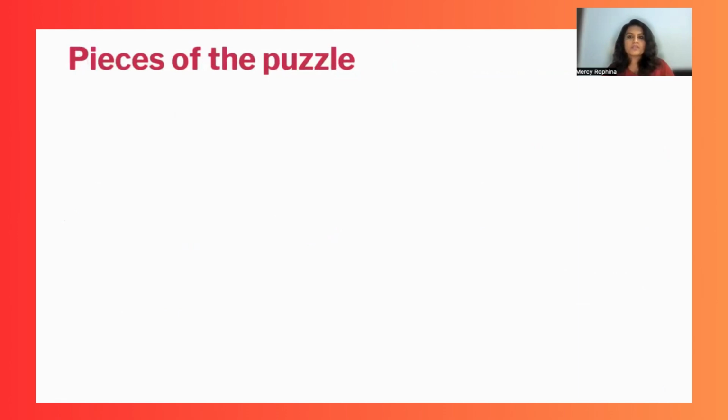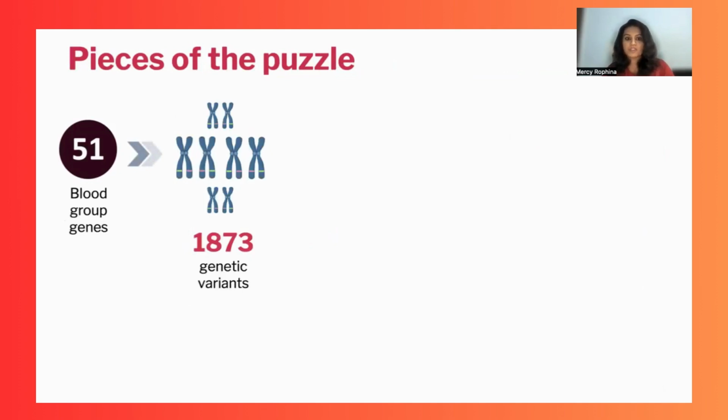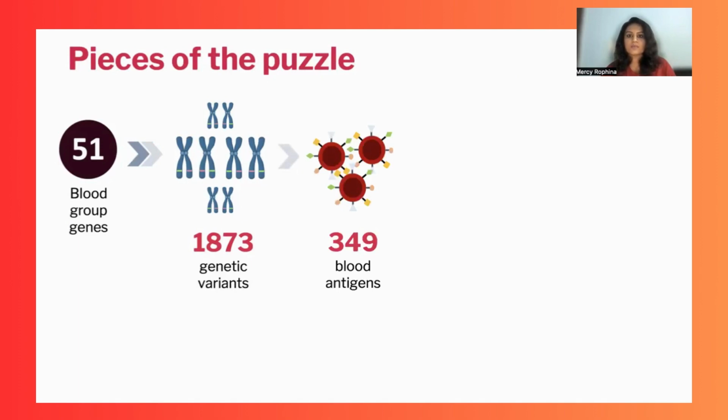So putting all the pieces of this puzzle together, we have a very clean bigger picture. That is, there are a total of 51 blood group genes, and in all of these 51 genes, there are a total of 1,873 genetic variations. And these variations, like mentioned earlier, can be any type of variation, like single nucleotide variations, insertions, or deletions. All of this together is responsible for the expression of a total of 349 blood group antigens.